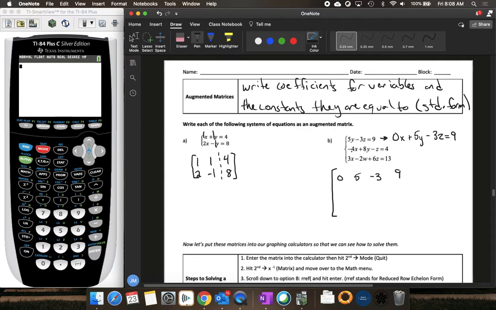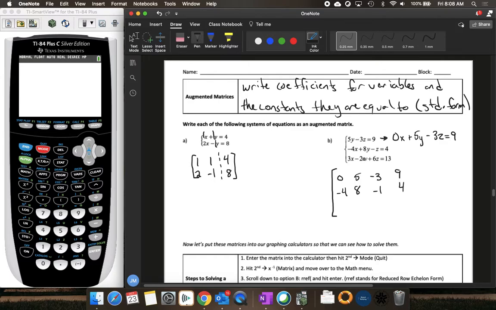For our second equation, we actually have all of the variables. It's also important to make sure that they are in order, x then y then z. So that would be -4, 8. Remember, z is -1, and then 4 for our last number.